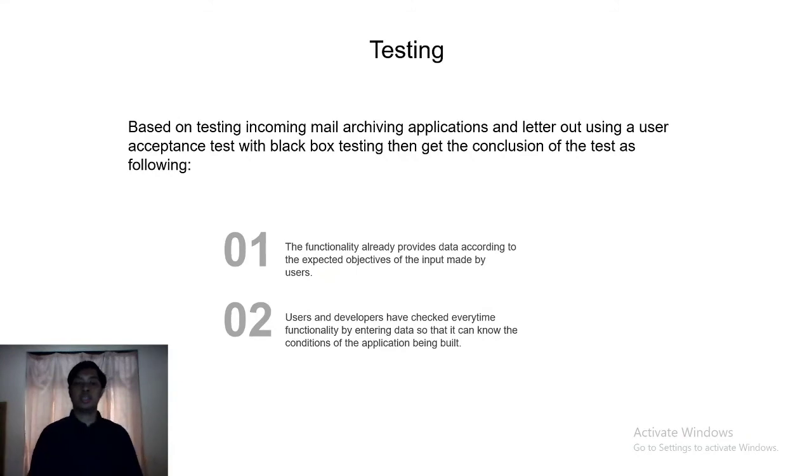Next is testing. Based on testing the incoming mail receiving and outgoing letter application using a user acceptance test with black box testing, we get the conclusion of the test as follows. Number one, the functionality already provides data according to the expected objective of the input made by the user. Number two, the user and developer have checked every functionality by entering data so that the condition of the application being built can be known.